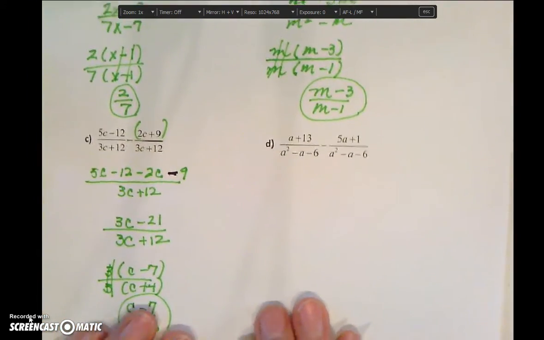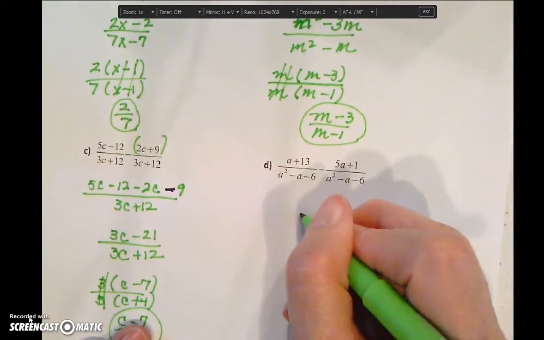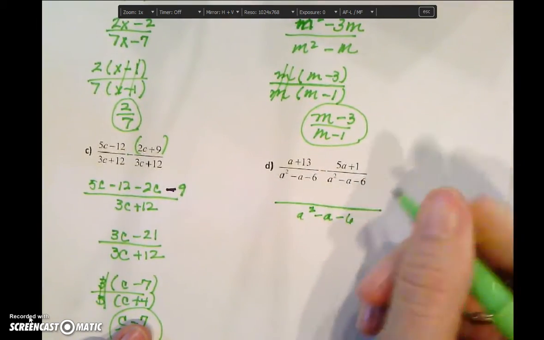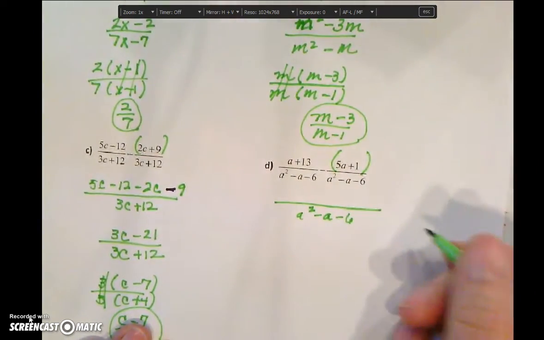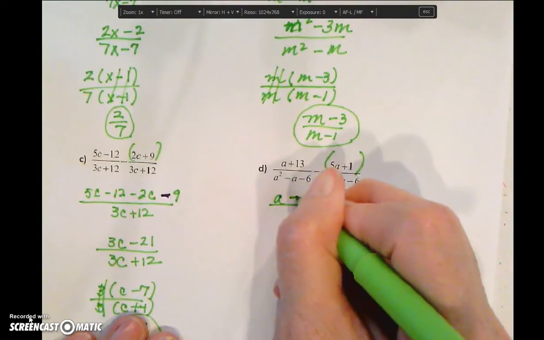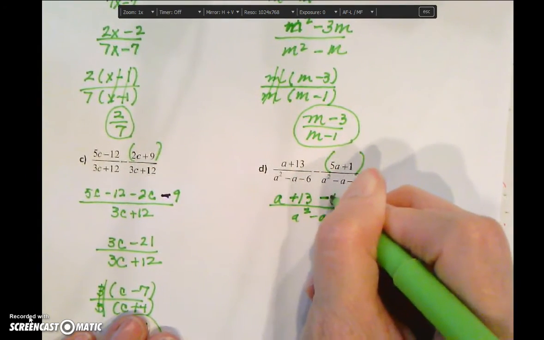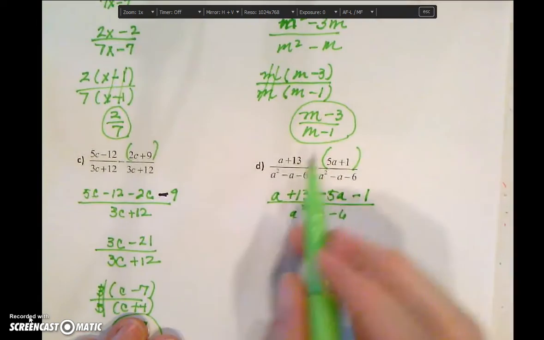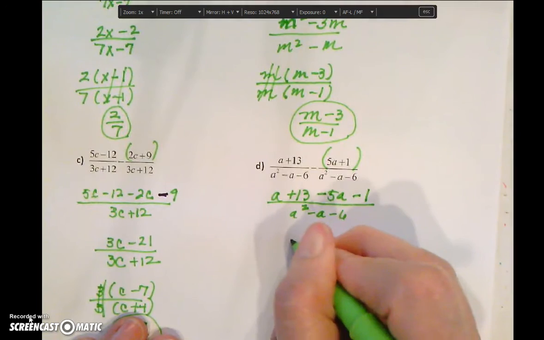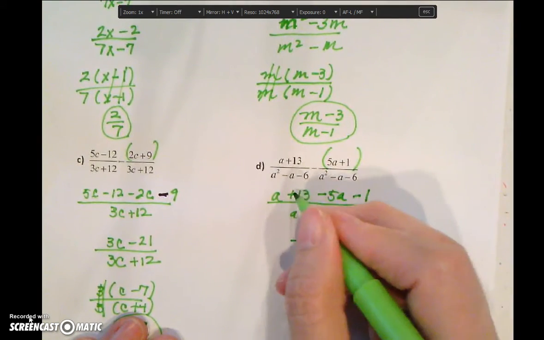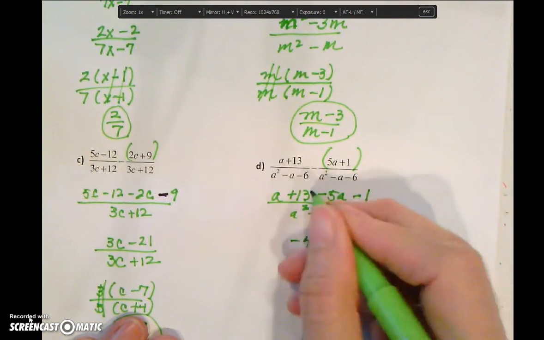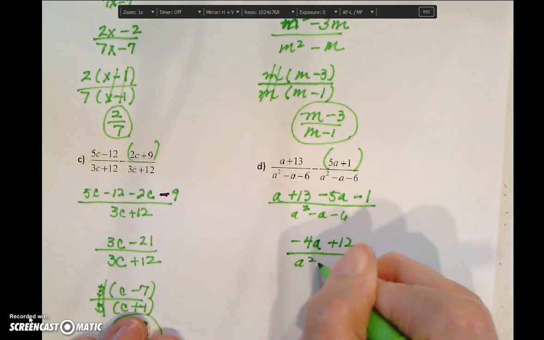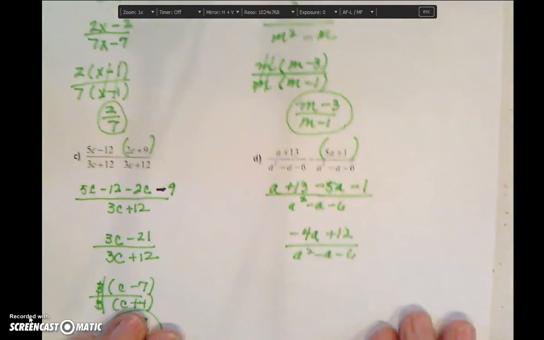And one last example over here. This time my denominator is a squared minus a minus 6. Again, I have that subtraction, so I'm going to distribute through. So I'll have a plus 13 minus 5a minus 1. Combining terms up here, I have a negative 4a, and 13 minus 1 is going to be plus 12. And then over a squared minus a minus 6.